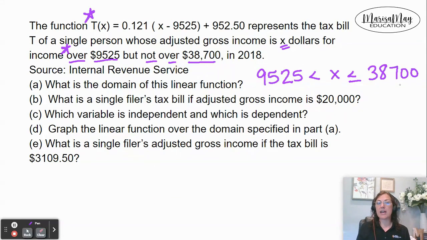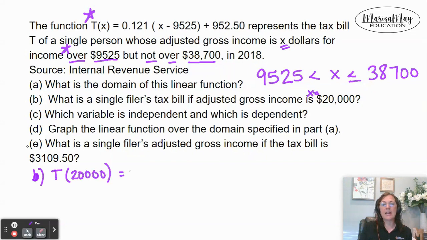Okay, now look at B. What is a single filer's tax bill if the adjusted gross income is 20,000? So this is telling us if x is 20,000, what do they pay? And so I'm going to do that work down here. I'm going to be finding T of 20,000, and in place of the x, I'm going to put 20,000.